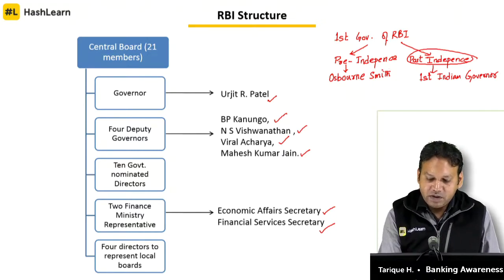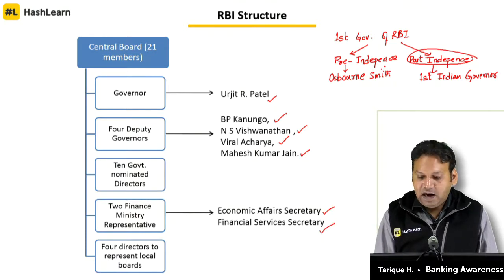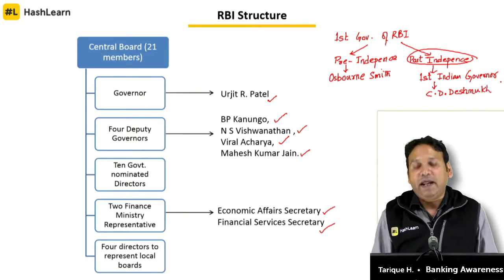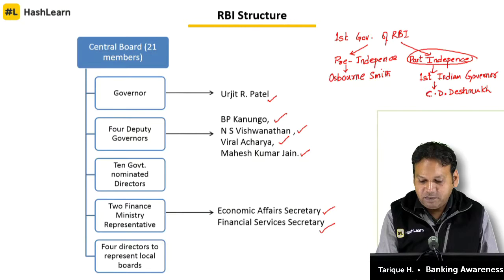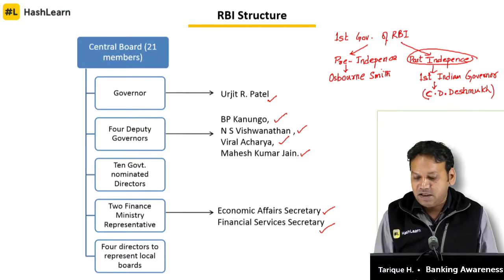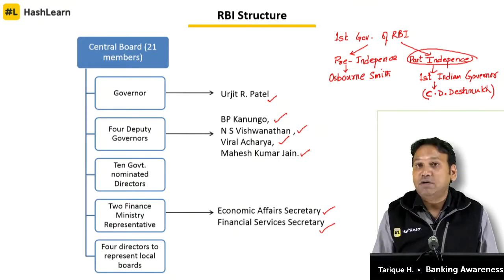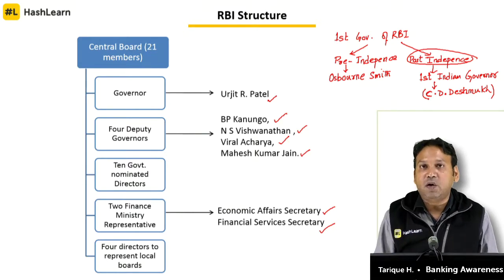After that, one more governor was there, James Braid Taylor, and after that the first Indian governor of RBI, C.D. Deshmukh, became governor in the year 1946, and he continued to be the governor of RBI post independence also. So, you can say the first governor of RBI post independence is C.D. Deshmukh. First Indian governor of RBI, the answer is still C.D. Deshmukh. Who is the first governor of RBI? The answer will be Sir Osborne Smith.